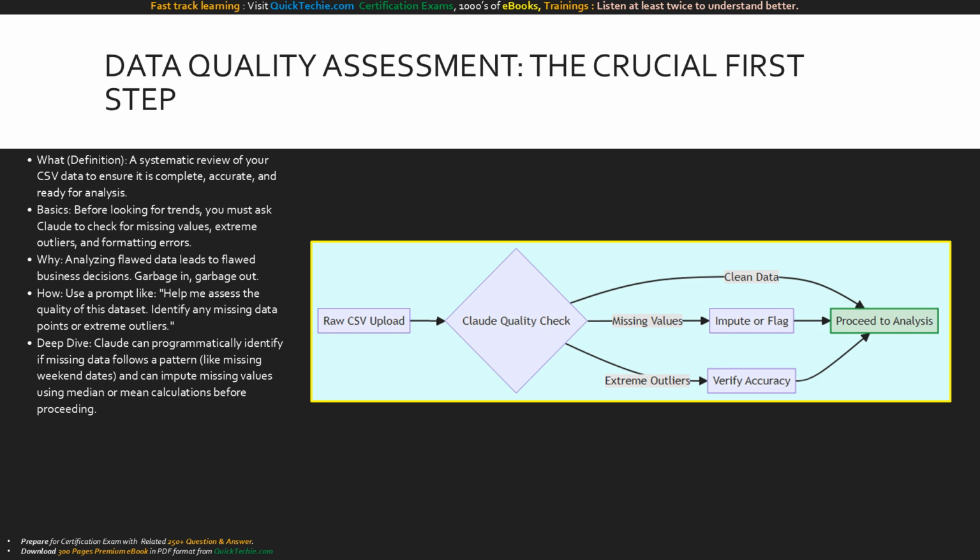Observe this decision tree. When your raw CSV upload hits the Claude quality check node, the workflow branches. If it detects missing values, it routes to a node to impute or flag them. If it finds extreme outliers, it pauses to ask you to verify their accuracy. Only after the data passes these filtration paths does it reach the green node. Proceed to analysis. This guarantees a clean foundation.